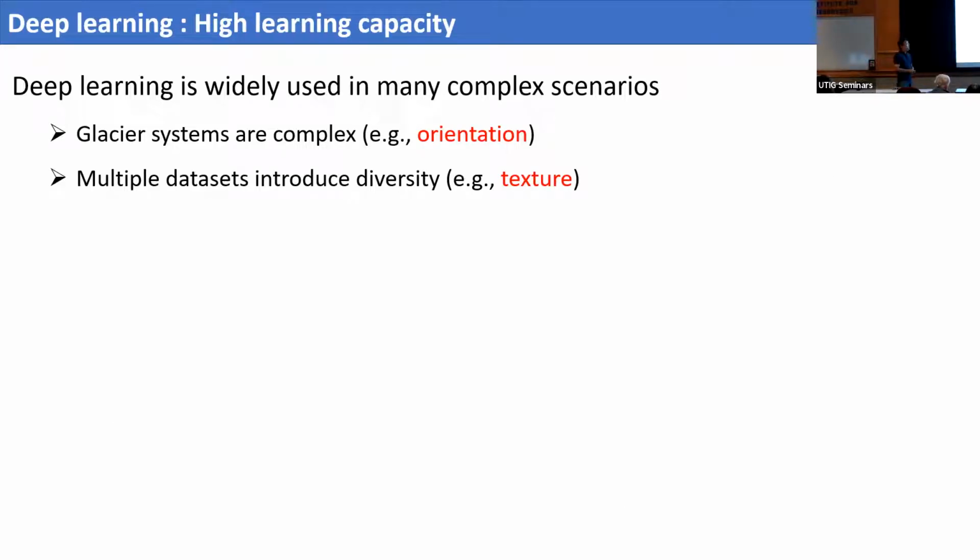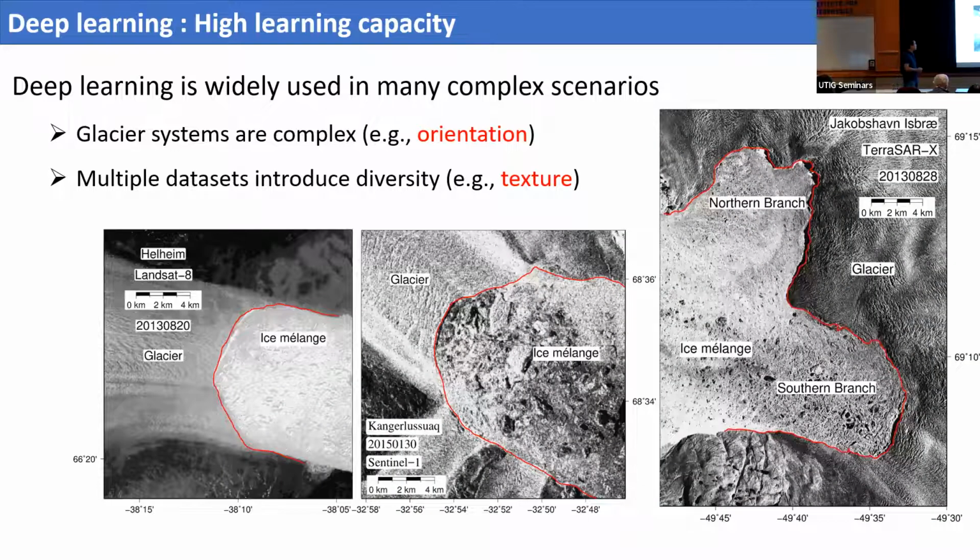Another advantage of deep learning is its high learning capacity. Deep learning is widely used in many complex scenarios, and the glacier system in Greenland is also complex. Different glaciers have different orientation and different geometry. Look at these 3 glaciers. They are the largest 3 glaciers in Greenland. They are all different in terms of size and geometry.